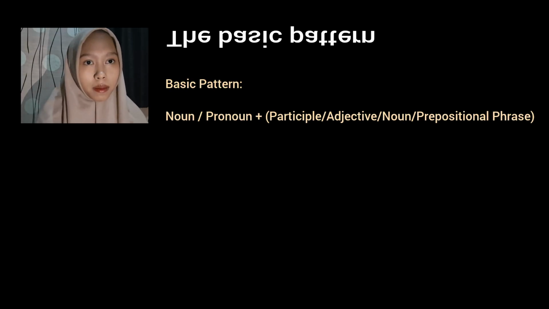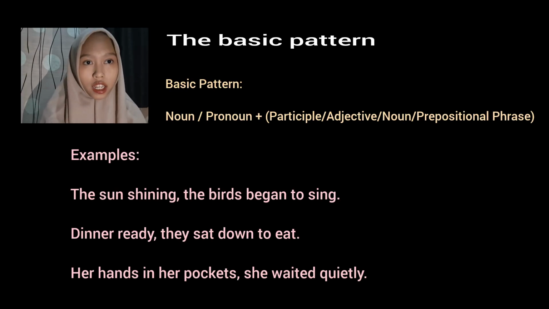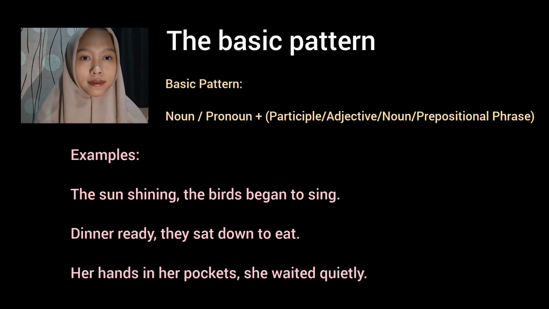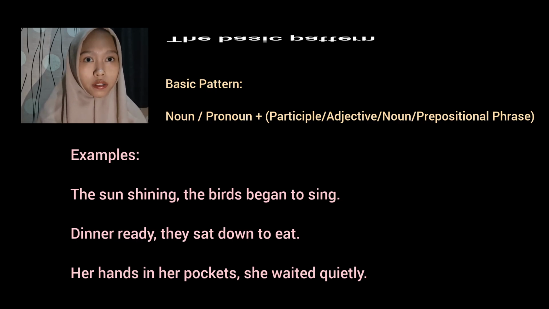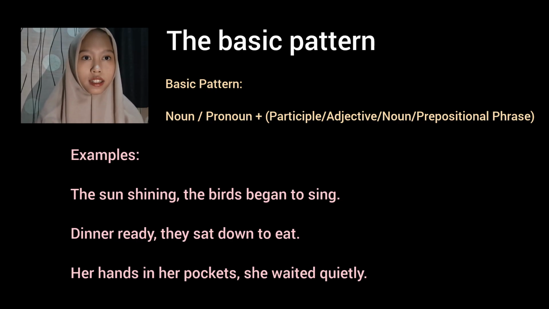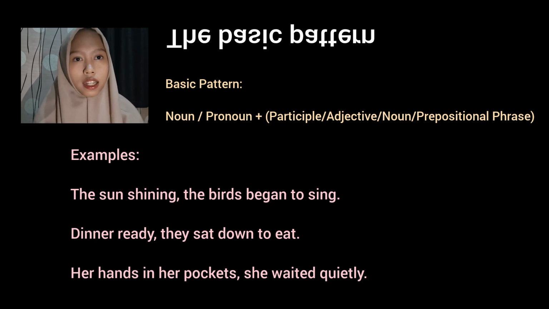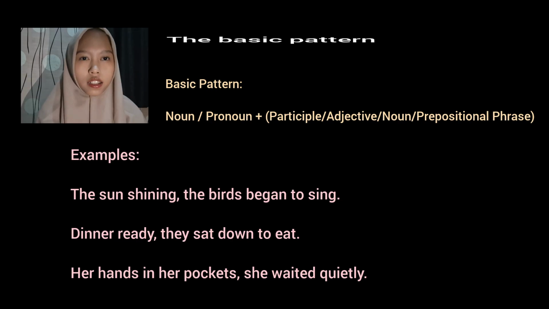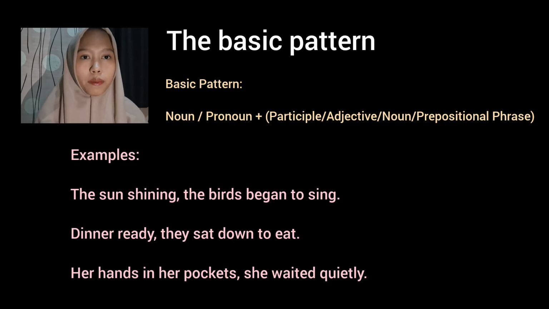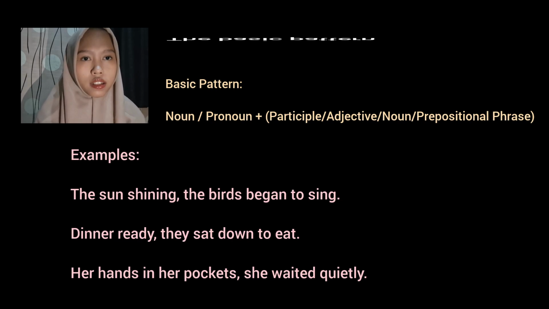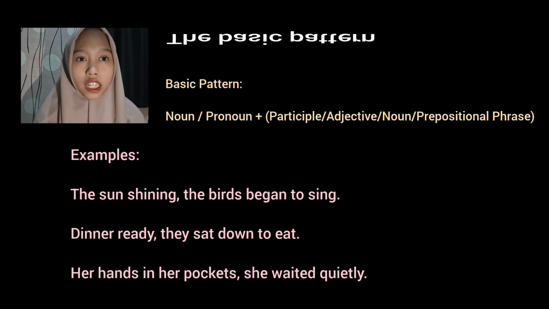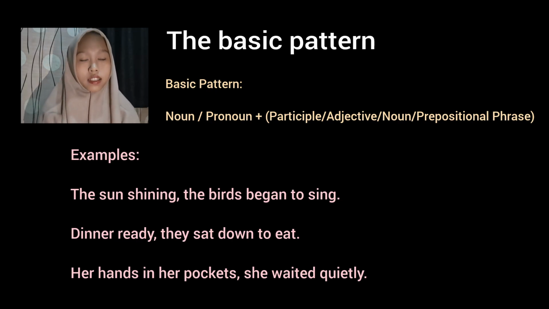So, what's the structure? It's generally like this. Let's see some examples. The sun shining, the birds began to sing. Dinner ready, they sat down to eat. Her hands in her pockets, she waited quietly. Each of these starts with a noun phrase that has its own small scene or situation, giving background to the main action. It's kind of like painting the atmosphere before the main sentence happens.